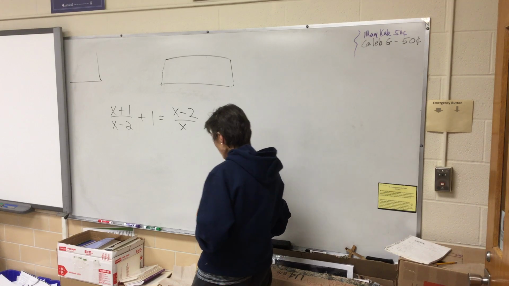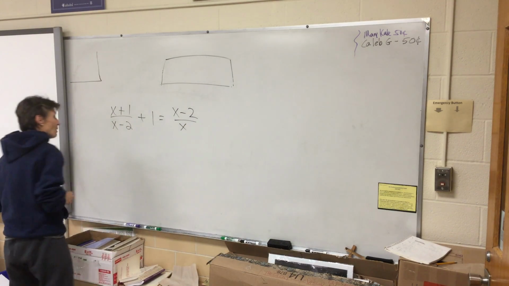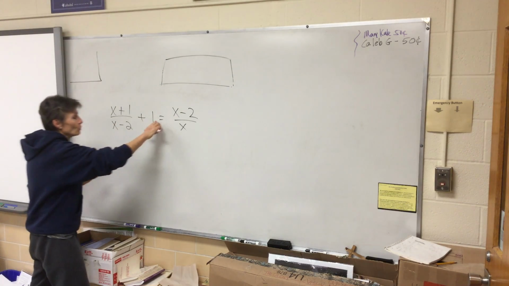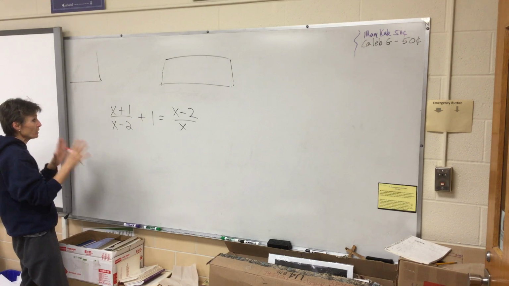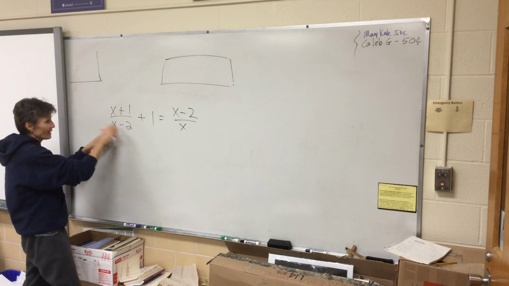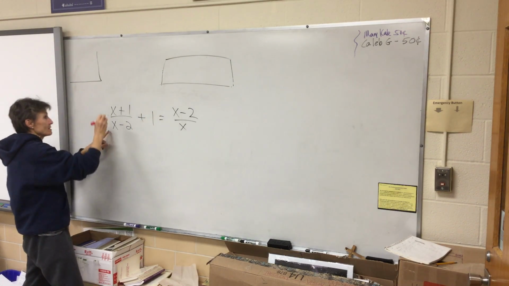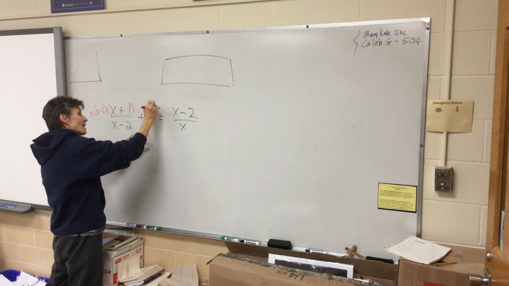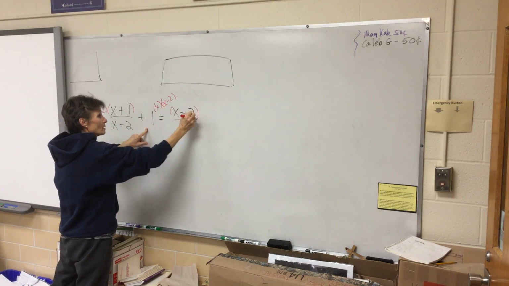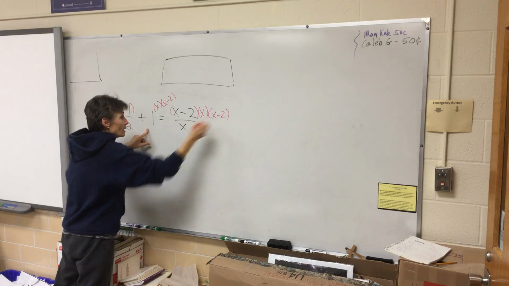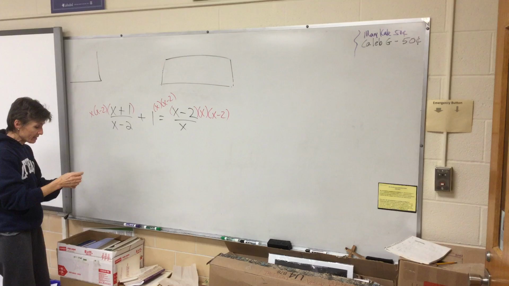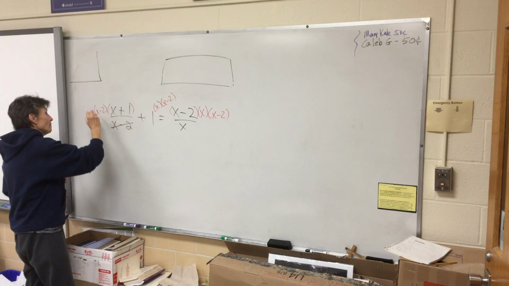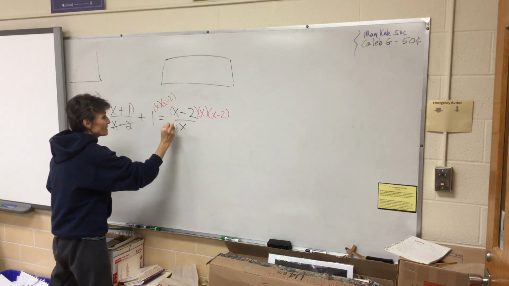So when I look at the problem, I'm going to multiply by whatever it takes to get rid of both of these denominators. So clearly, I'm going to need to multiply by an x minus 2 and an x. So everything is getting multiplied by x and x minus 2, because that's what it's going to take to cancel this denominator and this denominator.